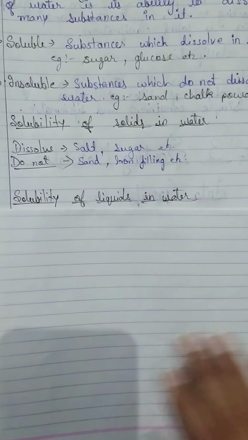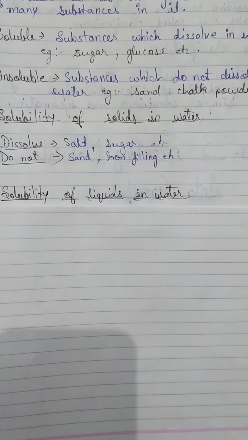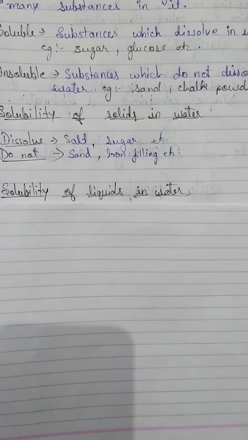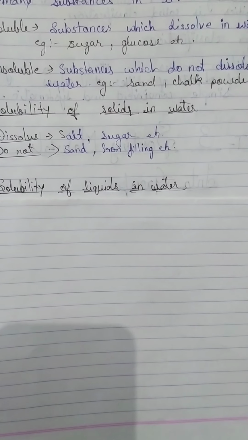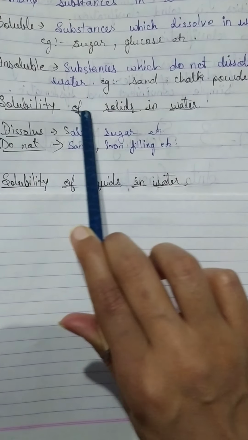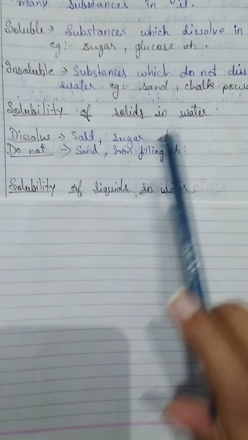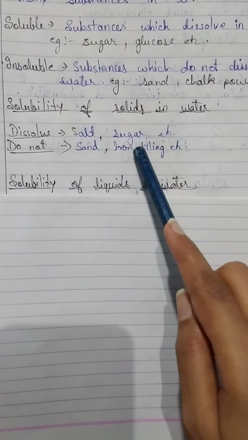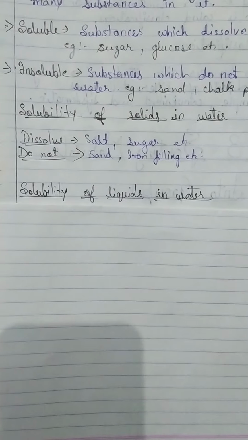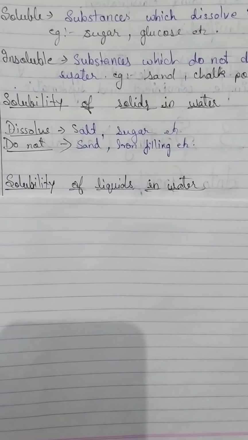Now solubility is divided again into three parts on the basis of solid, liquid and gases. First, solubility of solids in water. Many solid substances can dissolve in water. Examples are salt and sugar. Solid means what? Those which are in the form of small crystals. So salt and sugar are in the form of small crystals and they can easily dissolve in water.